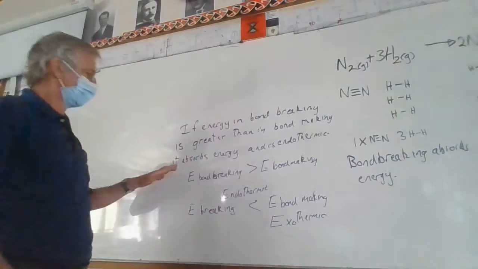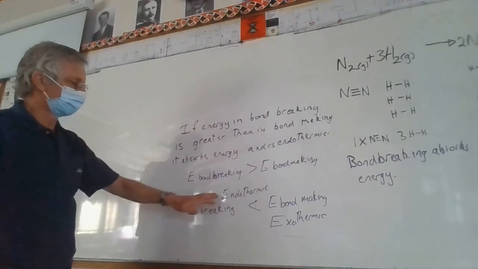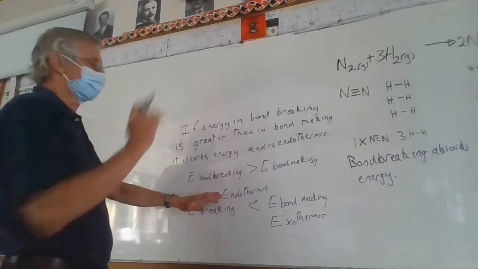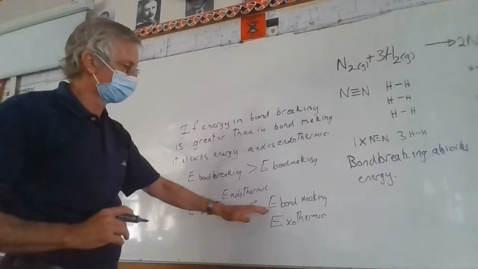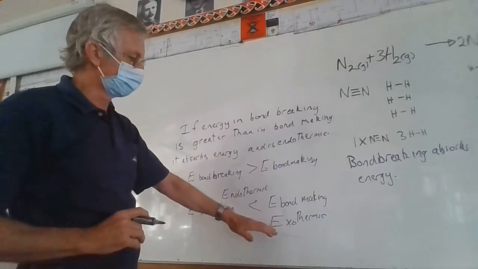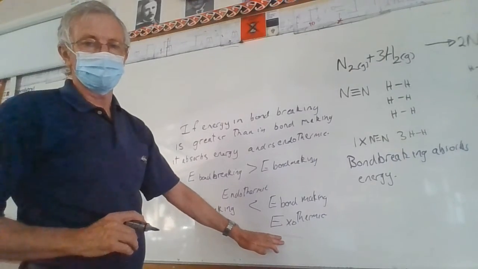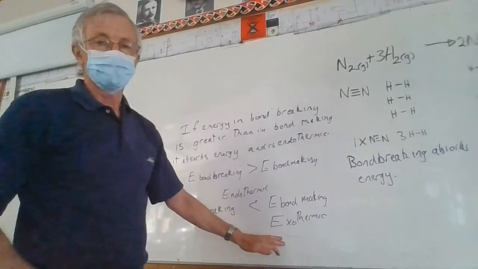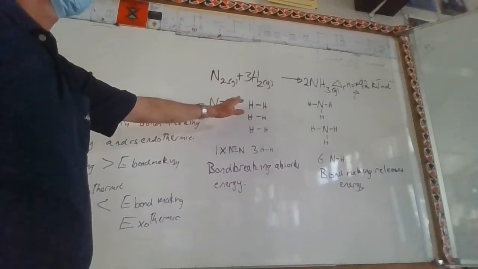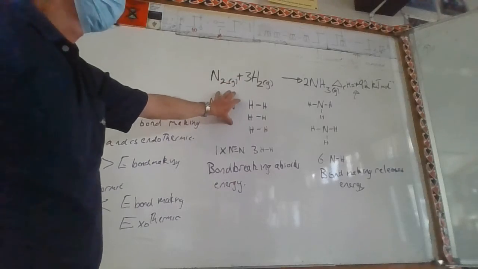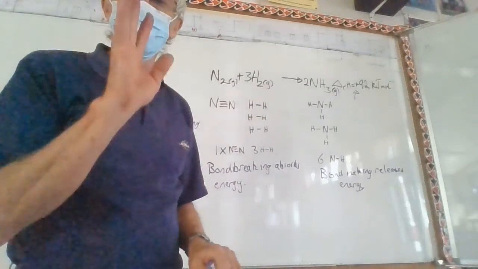There we go. So if the energy in bond breaking is greater than the energy in bond making, then the reaction is endothermic, as is the case in the Haber process. If the energy in breaking bonds is less than the energy released in bond making, then overall it will release energy, and that will be exothermic. So in that reaction, we use up 92 kilojoules per mole more in breaking bonds than we do in making those bonds. Thank you. Goodbye.